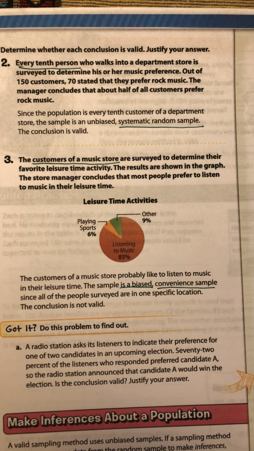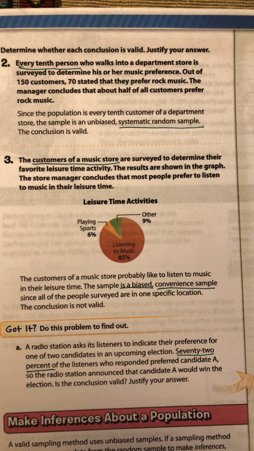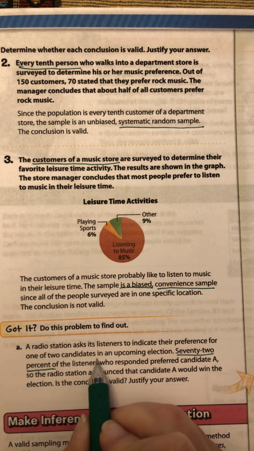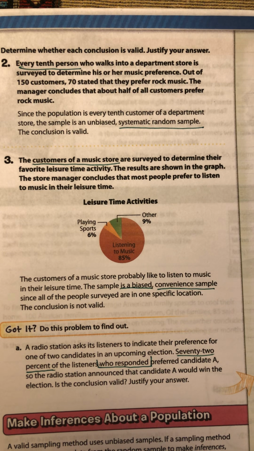So let's do a radio station ask its listeners to indicate their preference for one of 2 candidates in an upcoming election. 72% of the listeners who responded preferred candidate A. So the radio station announced that candidate A would win the election. Is the conclusion valid? Justify your answer.